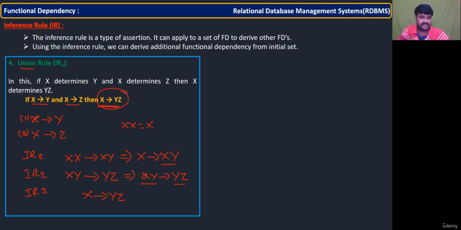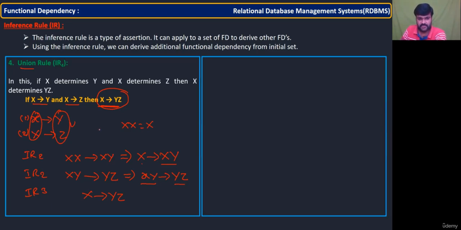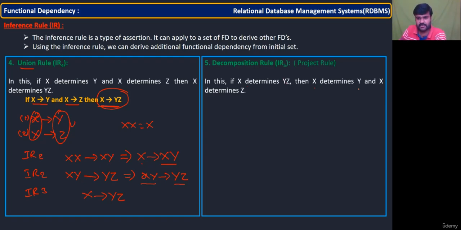Simply, if the LHS part is the same for different FDs, then you can combine the RHS parts. That's it. Only if the LHS is the same on both sides can you union the RHS parts. Now the last inference rule is the decomposition rule. It is just the opposite of this. Let us observe. In this, if X determines YZ, then X determines Y and X determines Z.